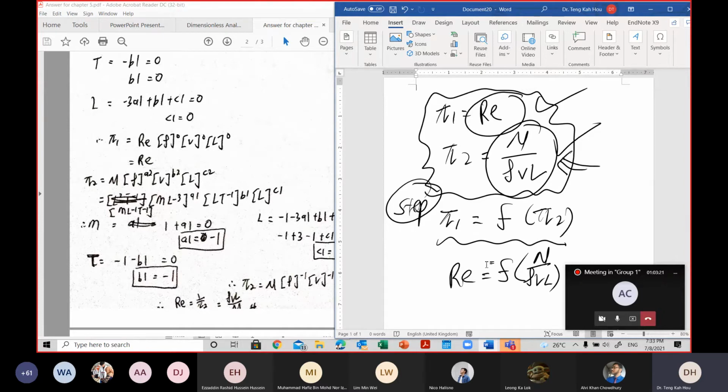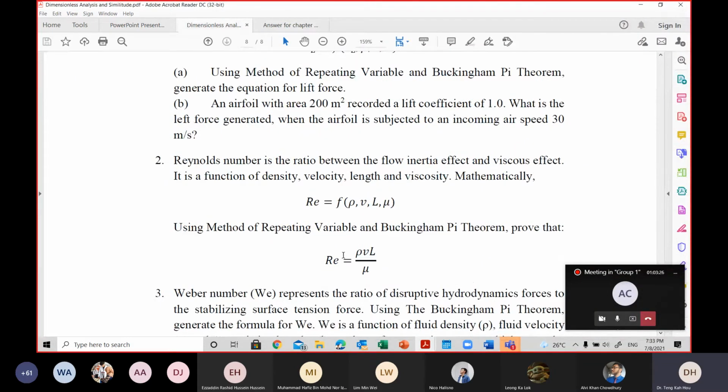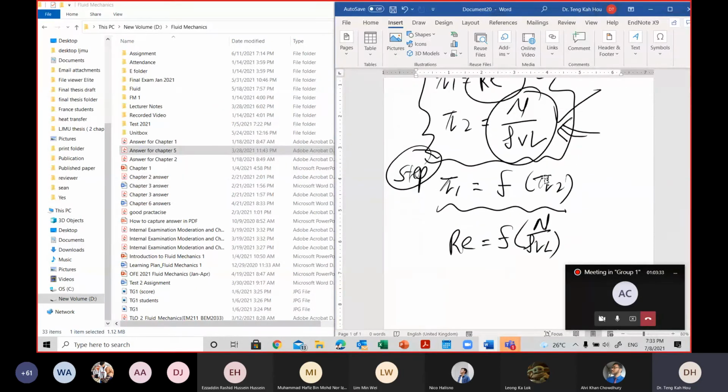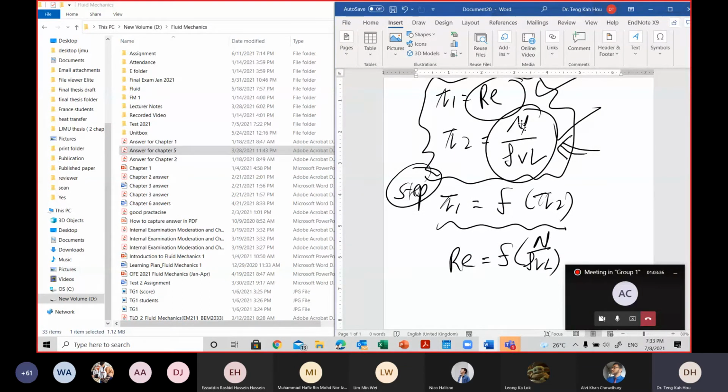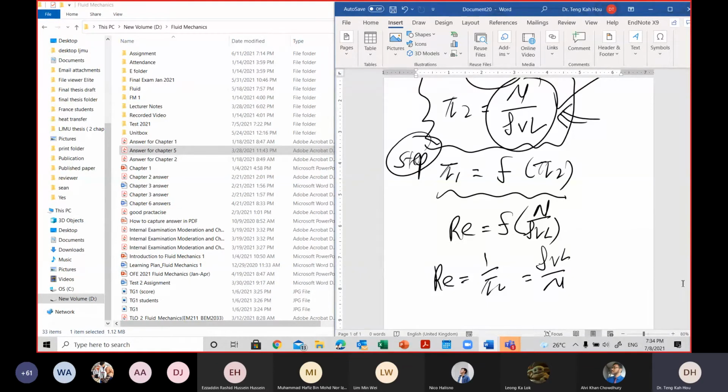But in this specific question, the question asks you to prove RE equals rho VL over mu. So this is the part I mentioned. When you do this, can you see that your pi2 is inverted? So don't worry about that. You can always make RE equal to 1 over pi2 to some power. Invert it because it's not going to change your dimensions. Am I right? So it becomes rho VL over mu. So that's how you prove your answer.